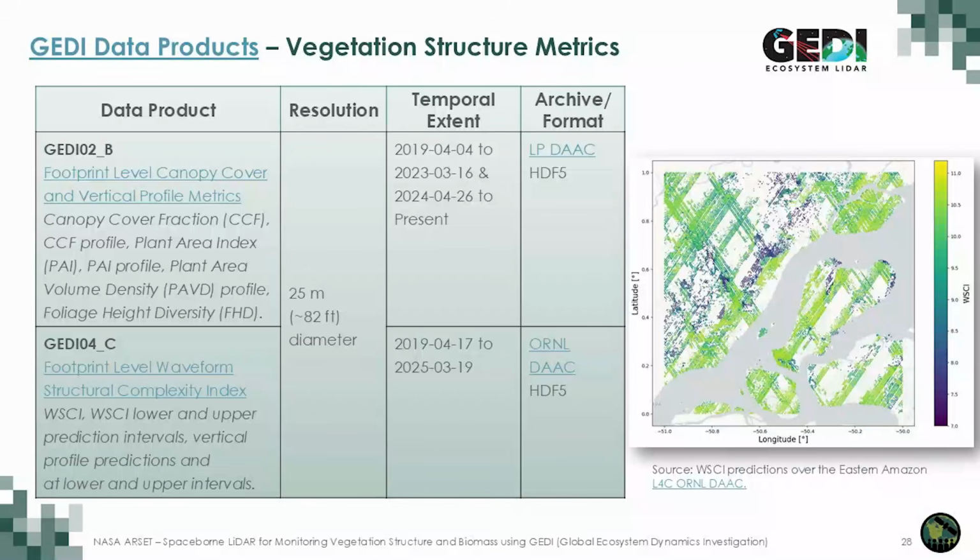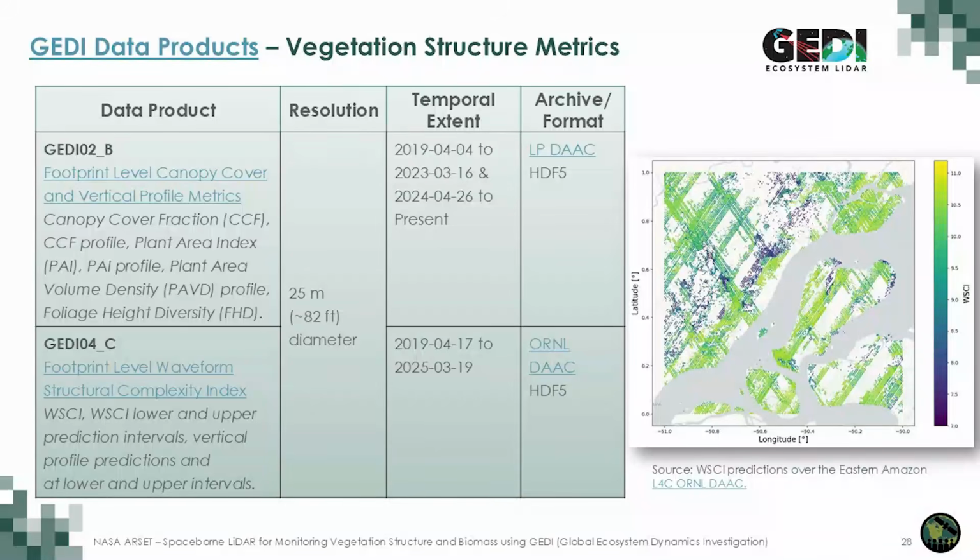Along the vertical profile of the surface feature, canopy cover and plant area index are calculated. From the vertical metrics, a total value for canopy cover fraction and the total plant area index can also be calculated. From those plant area index results, the vertical profile plant area volume density is also calculated, and from that, the foliage height diversity is derived. Each of these data sets offers a unique perspective of the vegetation characteristics, though they are closely linked algorithmically.